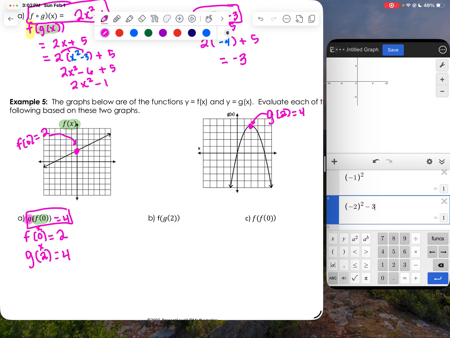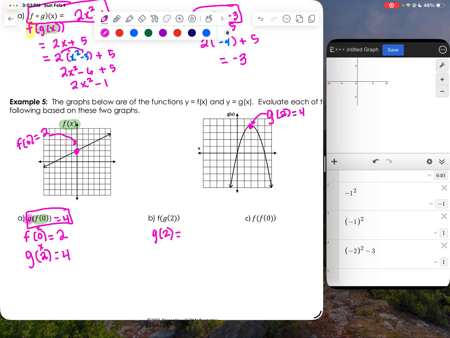All right, let's look at our next problem. f of g of 2. So we want to start by calculating what's inside the parentheses, which is g of 2. Always start with what's in the parentheses. Now, we already calculated g of 2. It's on our function up there. We've already labeled it. We know that g of 2 is equal to 4. Now, on the outside of our parentheses is f. So the next thing we do is calculate f of 4.